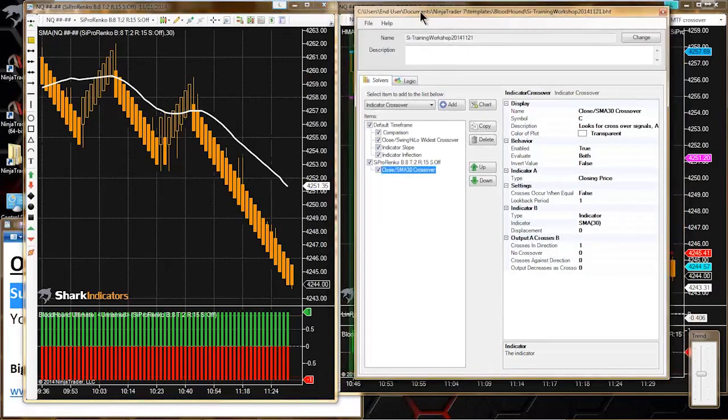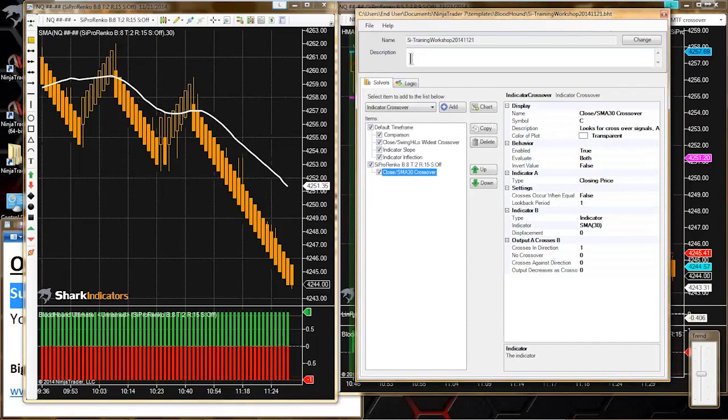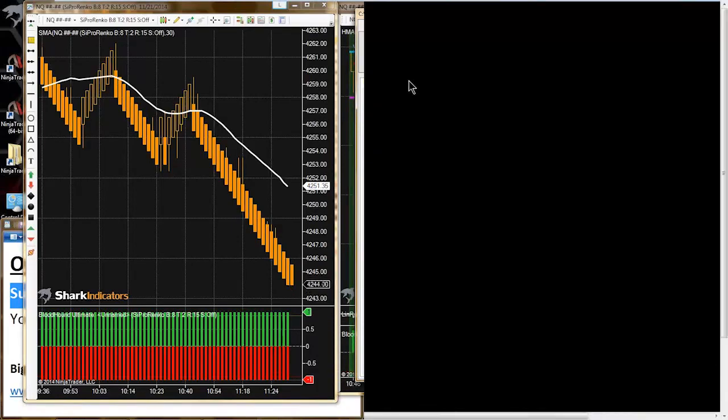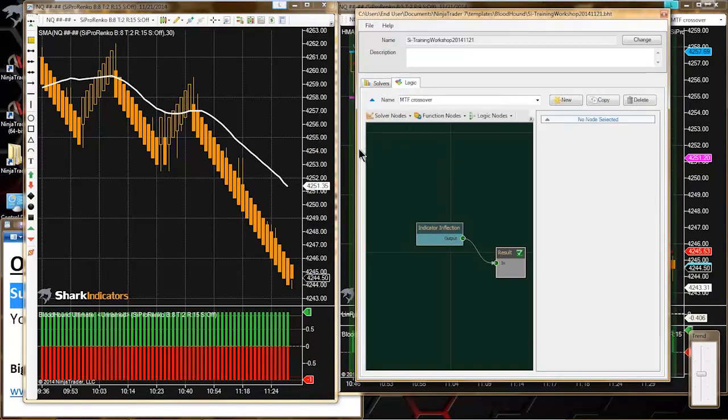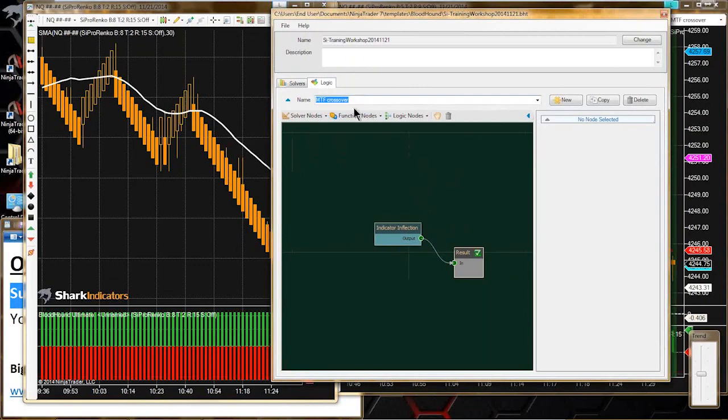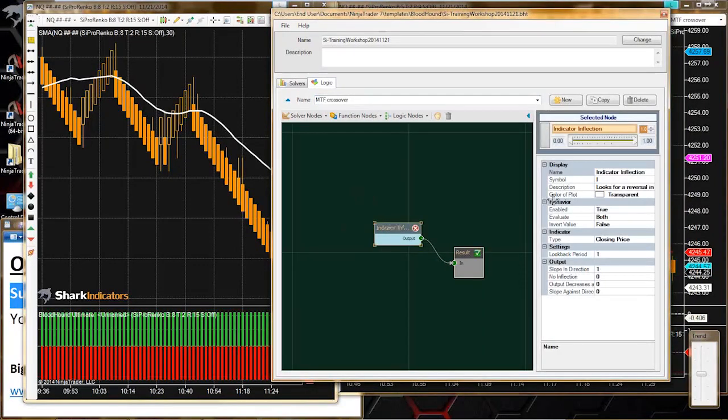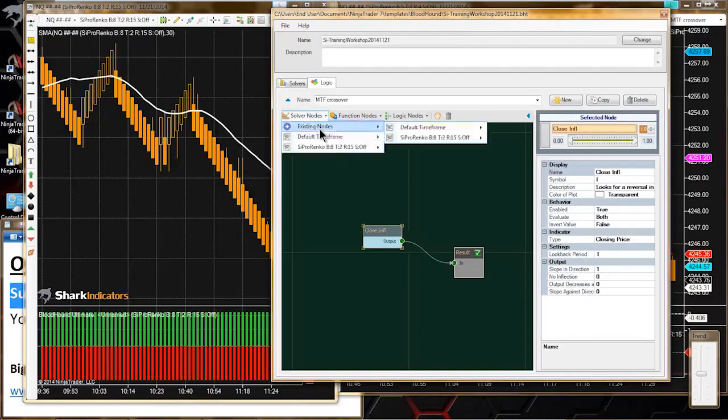And let's see. I think I'll need to switch over to simulated data feed again, so that way we can see some signals actually occurring here. And also, all right, so on our logic board here, I've got one solver, and let me name this solver. There we go. And next I'll add that crossover solver I just made.